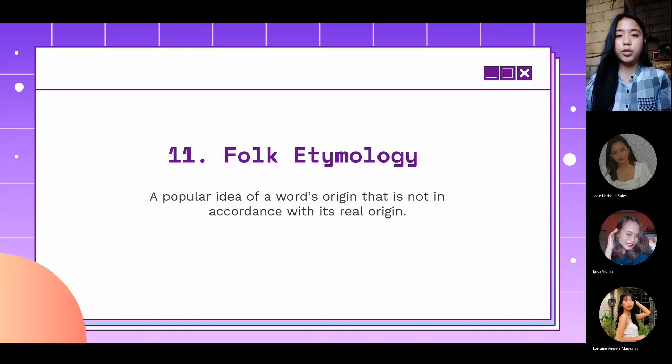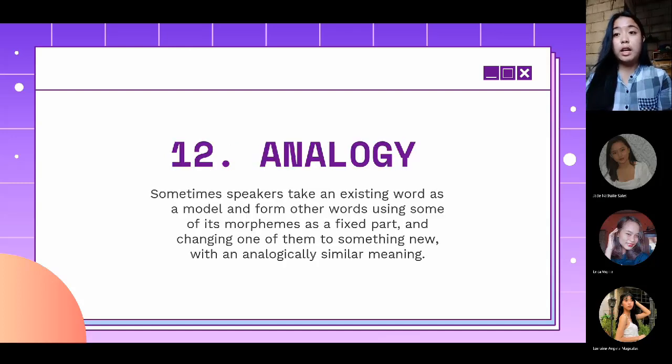Next one is analogy. Sometimes speakers take an existing word as a model and form other words using one of its morphemes as a fixed part and changing one of them to something new with an analogically similar meaning. Cheeseburger was formed by analogy of hamburger, replacing a perceived morpheme ham with cheese. For another example, carjack and skyjack were also formed by analogy of jack.